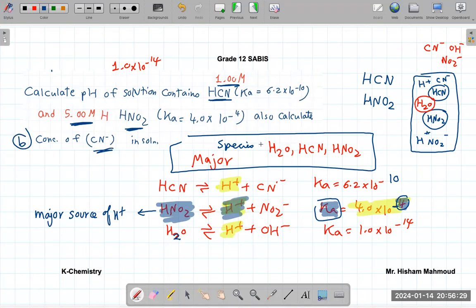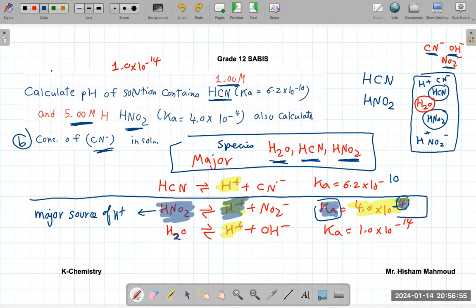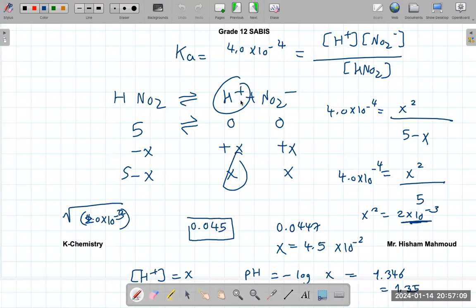The first thing is to find the major species. The species which are not decomposed are water, HCN, HNO2. There is still CN minus, but very small. OH minus very small, NO2 minus very small, because the Kas are very weak. Nevertheless, if you want to find the pH, you have to find the major source of the H plus, which of course is the H plus that came from the highest Ka. Since HNO2 has the highest Ka, the H plus coming from it will be the highest concentration of H plus. That's why I will make the ICE table using the HNO2.